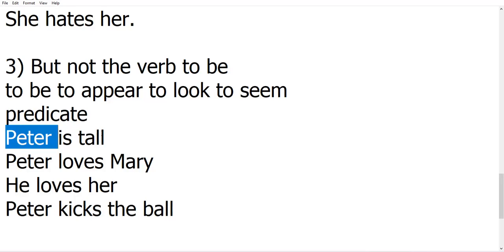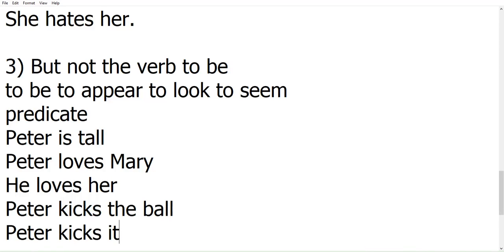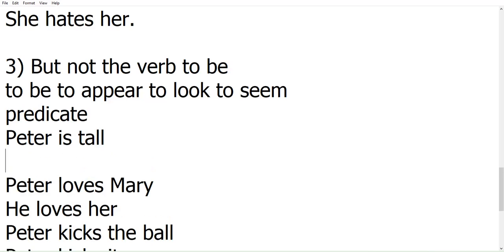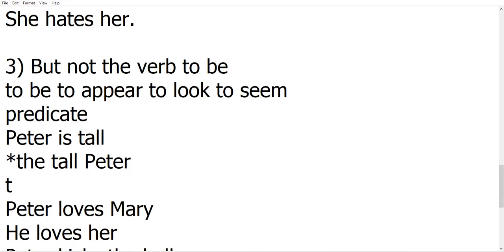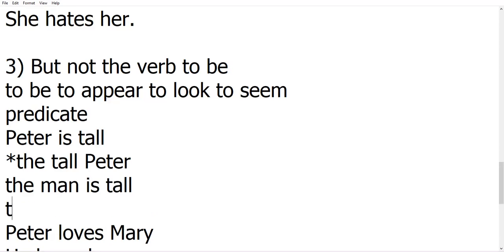So here I can say, for instance, in the new phrase, Peter kicks it. But I cannot say it here. Here I cannot replace tall in any other way. I could, however, say, in Greek it's possible, o ψηλός Petros. I don't know if it works in English very well. The tall Peter, that's why I put an asterisk. It doesn't sound very nice. Or if I had another word, the man is tall. Now it works perfectly, the tall man. So I can stick the two terms together without the verb to be.